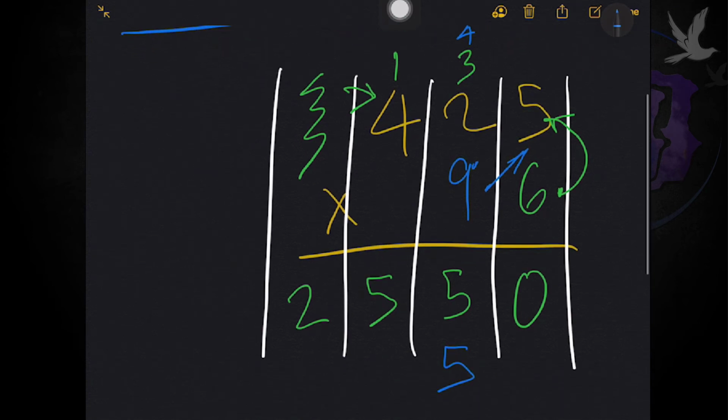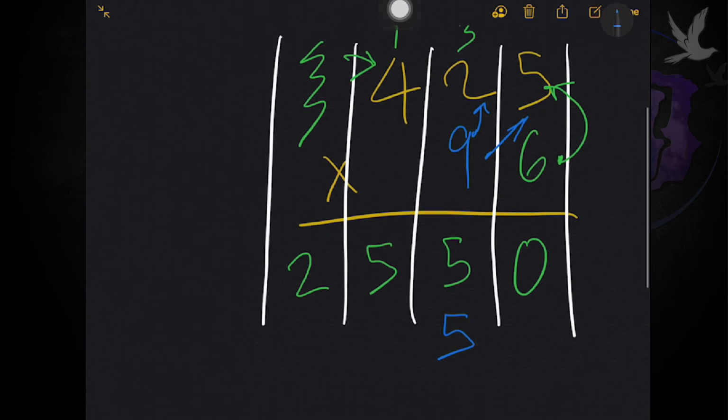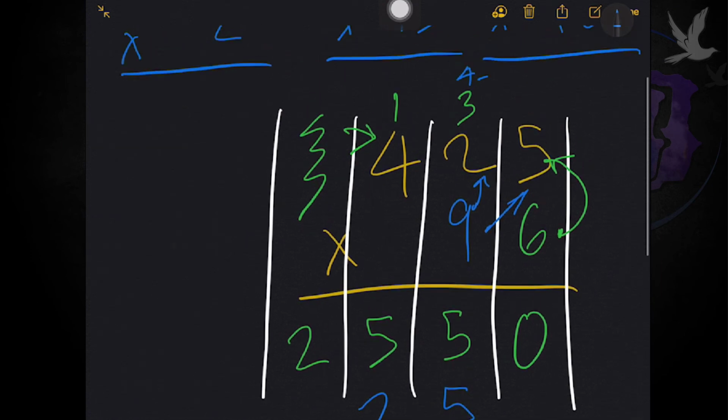Next is 9 times 2. 9 times 2 will give you 18. Don't forget about the 4 there. So that gives us 22.